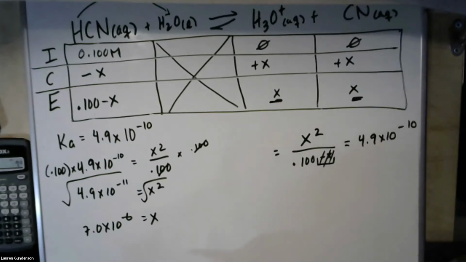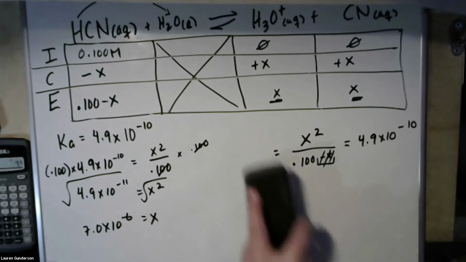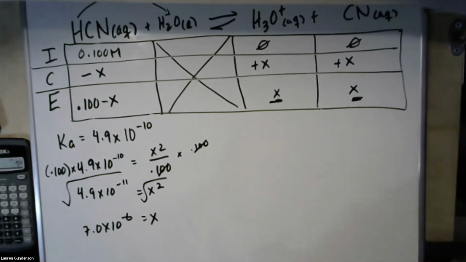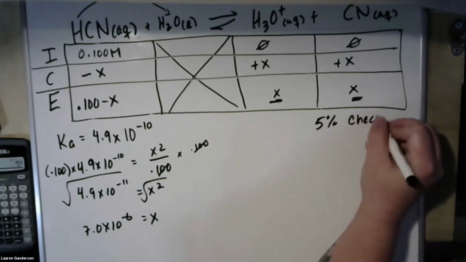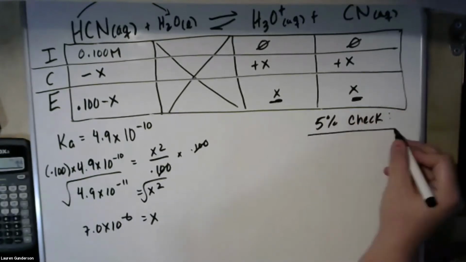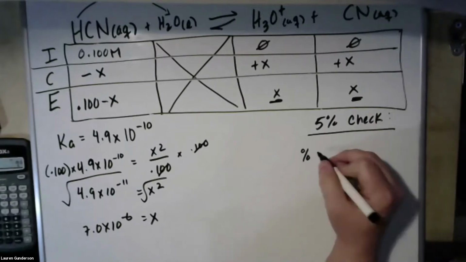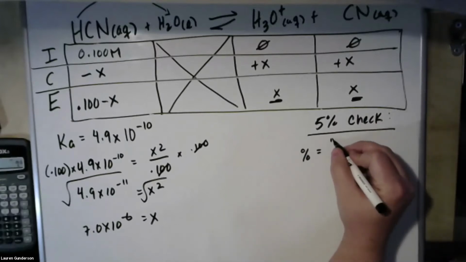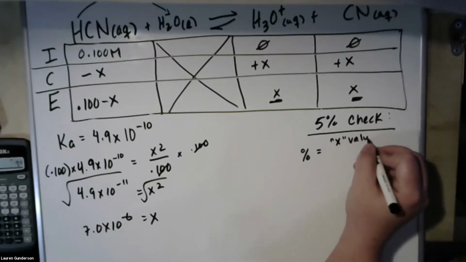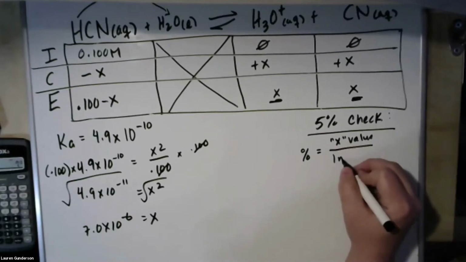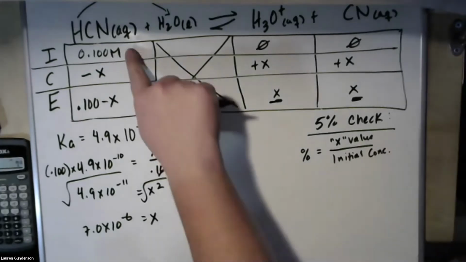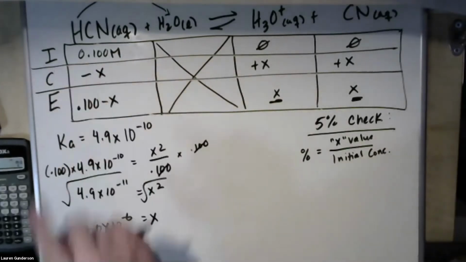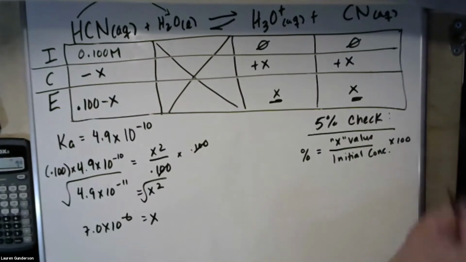Okay. Now we want to check this out. We're going to do our 5% check. So I'm going to come back over here and we're going to do our 5% check. Okay. So you're going to take your x value and divide it by your initial concentration, which here is 0.1. It's the only initial concentration you had. And you're going to multiply it by 100.